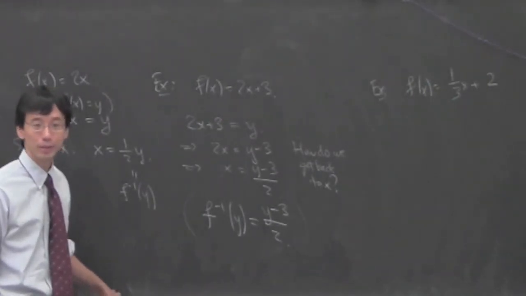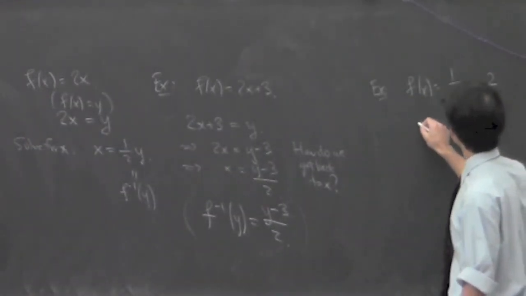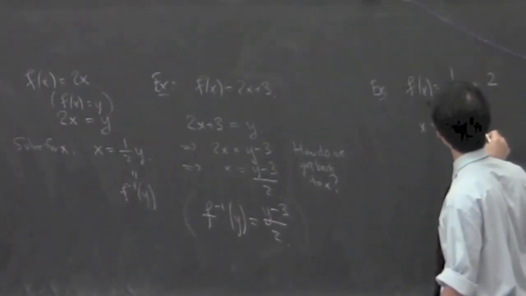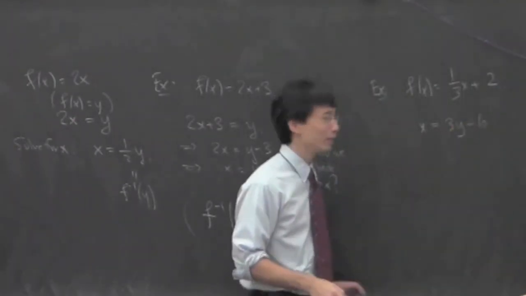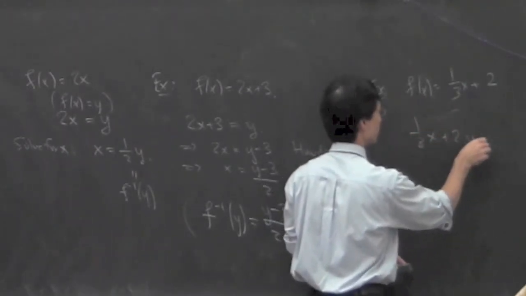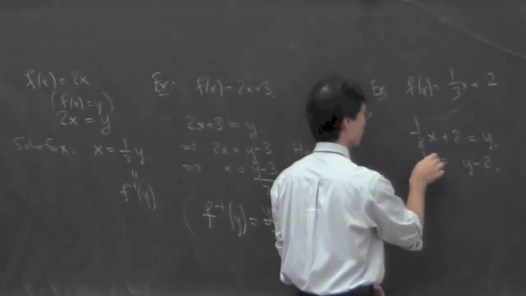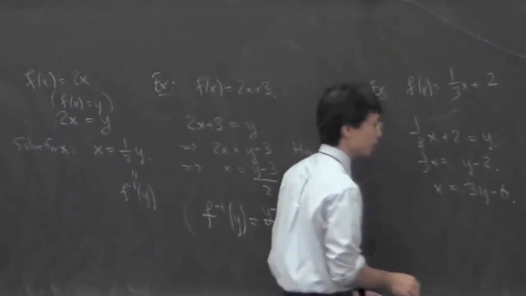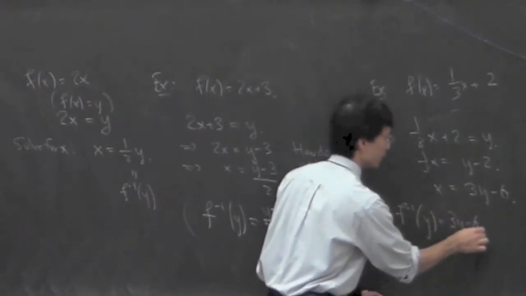Who would like to say? Swami: So it will be x equals 3y minus 6. Is that right? I got that. Okay, let's just work it out. 1/3 of x plus 2 equals y, and we get y minus 2 equals 1/3 x. So x is going to be 3 times that, 3y minus 6. So the inverse function, f inverse of y, is 3y minus 6.